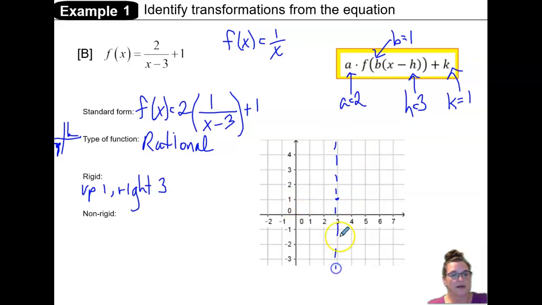So I'm going to go ahead and dash in those asymptotes, vertical and horizontal, because those are what will guide the graph. And then next I have my reflections to look at. Since a and b are both positive, there are no reflections. And I move on to non-rigid transformations, which would be dilations. And when I look at this graph, I have a dilation here because a is 2. That's going to be a vertical stretch of 2.